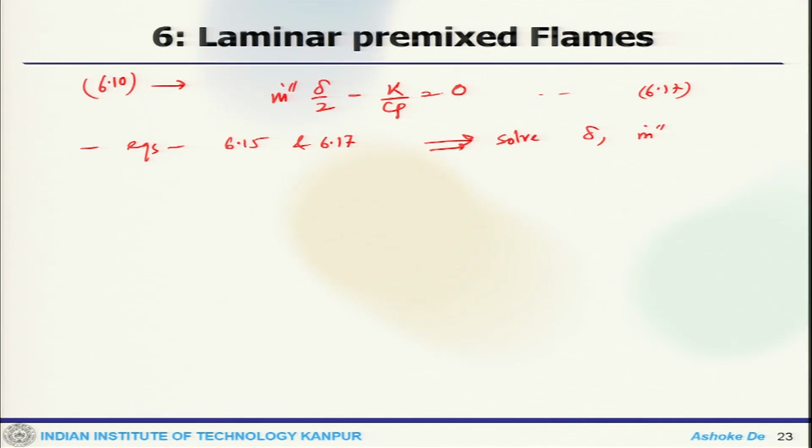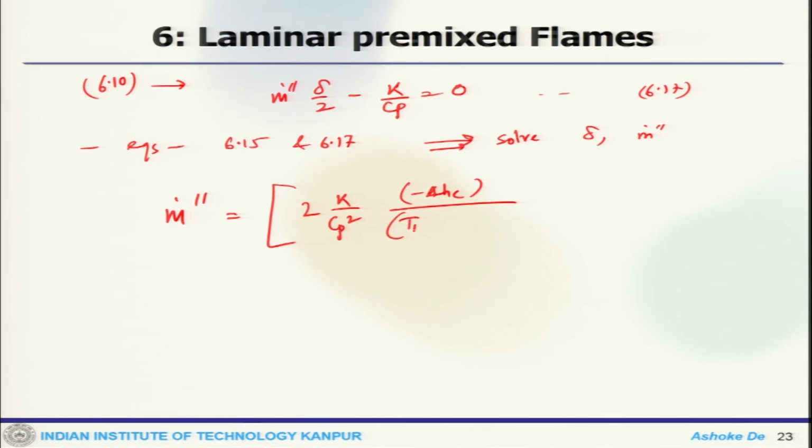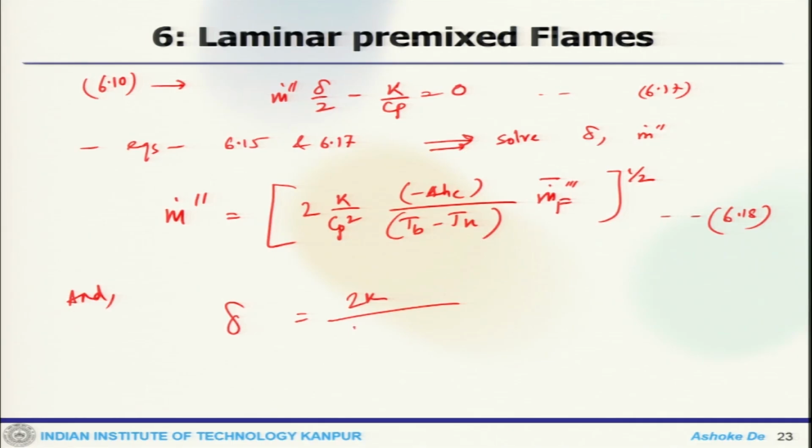Once we solve these two equations, the solution gives you m dot equals (2 kappa by Cp squared times minus delta is C times (Tb minus T unburned)) to the power half. So, that is one solution you get for this, and the delta becomes 2 kappa by Cp m dot.